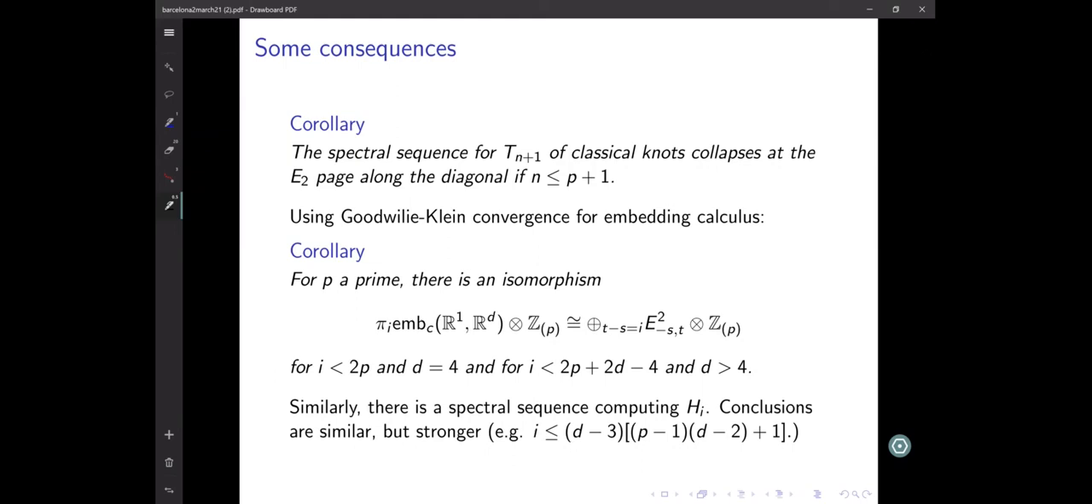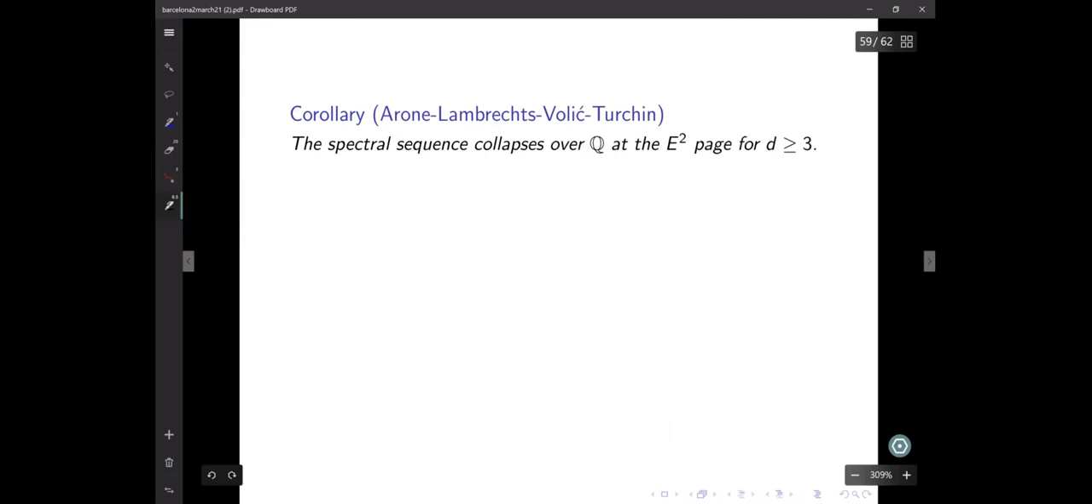And there's also a similar spectral sequence that computes the homology. The results are similar, the conclusions are similar, but they are stronger because the homology of these configuration spaces, or this wedge of spheres, is much simpler than the homotopy. The other corollary is rational. If you look at the spectral sequence, it will collapse over the rationals at the E2 page whenever D is at least three, which you can deduce from this vanishing of these differentials.